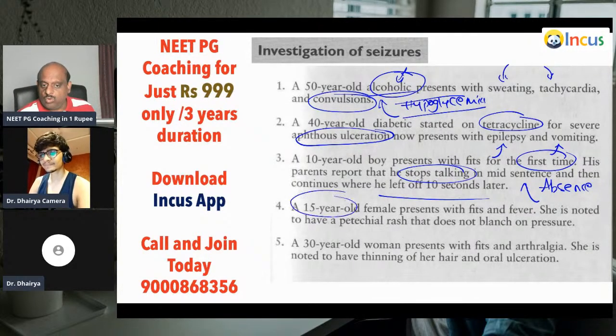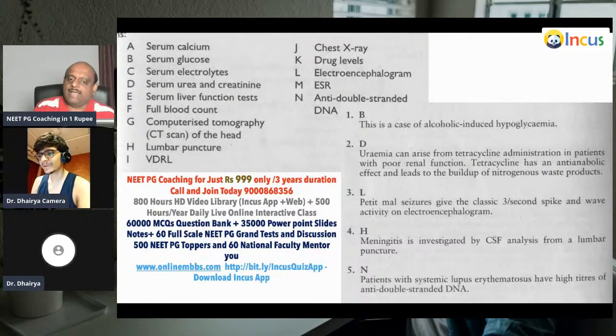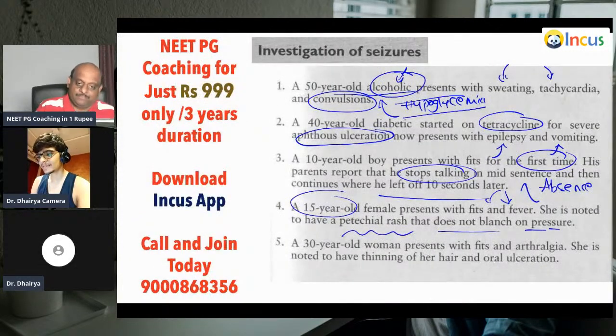Now, a 15-year-old female presents with fits and fever. She has a petechial rash. It does not blanch on pressure. So, what is your possible diagnosis? How do you want to evaluate? This is a Neisseria meningitis infection.